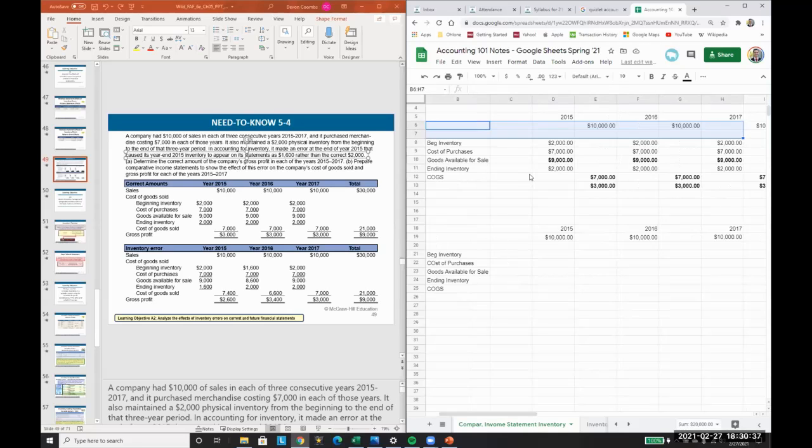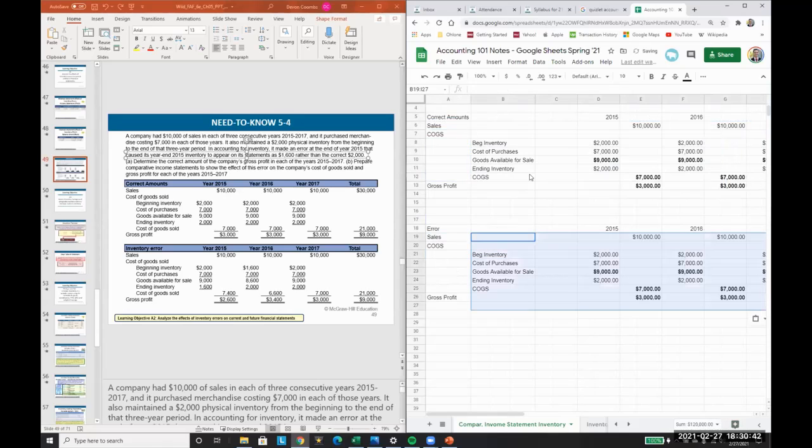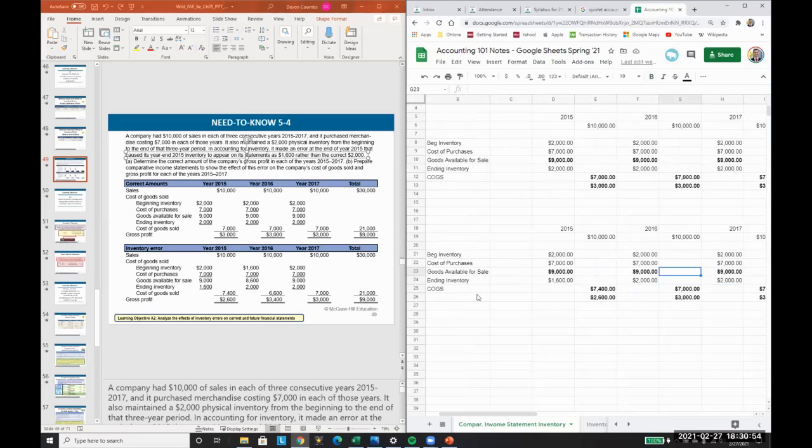And I can copy all of this over for down below. We can see what happens. What if I made an error? So someone did an inventory count wrong in year one. Our gross profit is 2,600. Now we can see that this flows through. My beginning inventory is always going to be equal to my ending inventory.